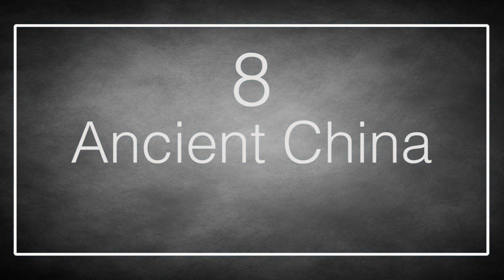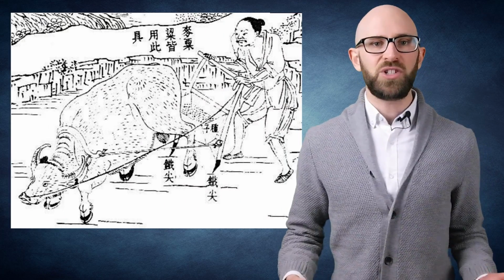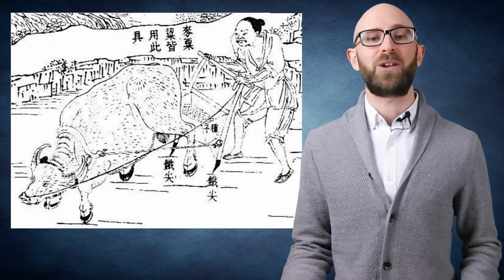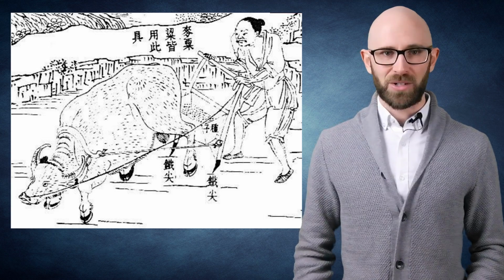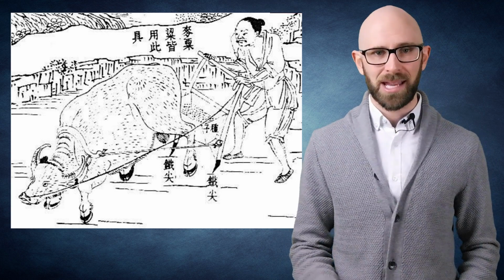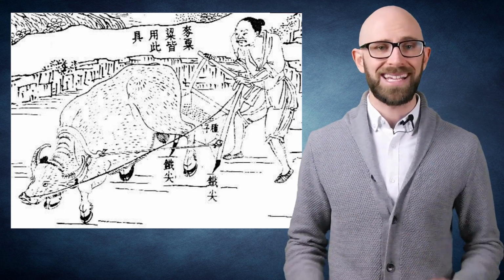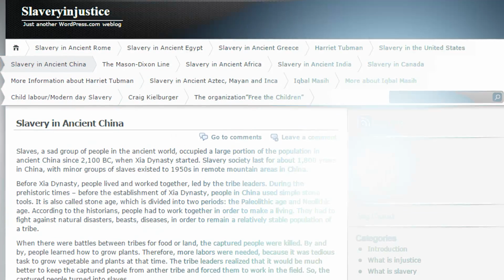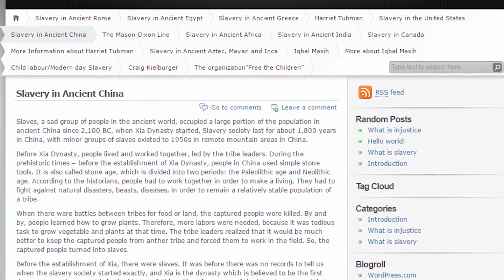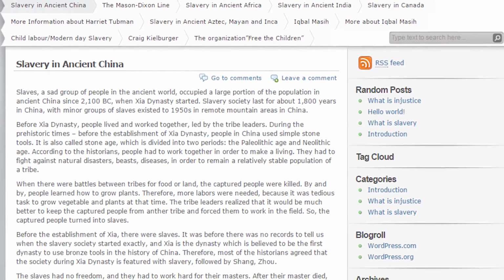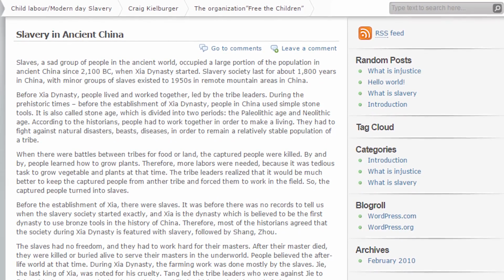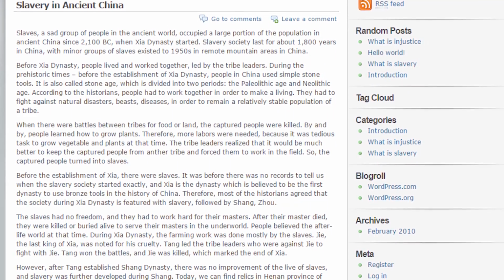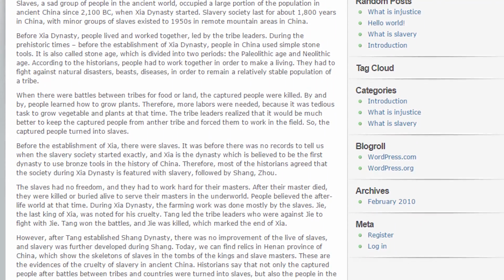Number 8. Ancient China. Slavery in ancient China dates all the way back to the Xia dynasty around 2100 BC. Slavery started in China as the need for cheap labor arrived with the appearance of agriculture. People in dire situations offered themselves into service, and warring between tribes also offered a steady influx of slaves. During the first 3 dynasties of China, slaves had absolutely no rights and were often worked to exhaustion. When their master died, they would be sacrificed and buried alongside him in order to serve him in the afterlife.